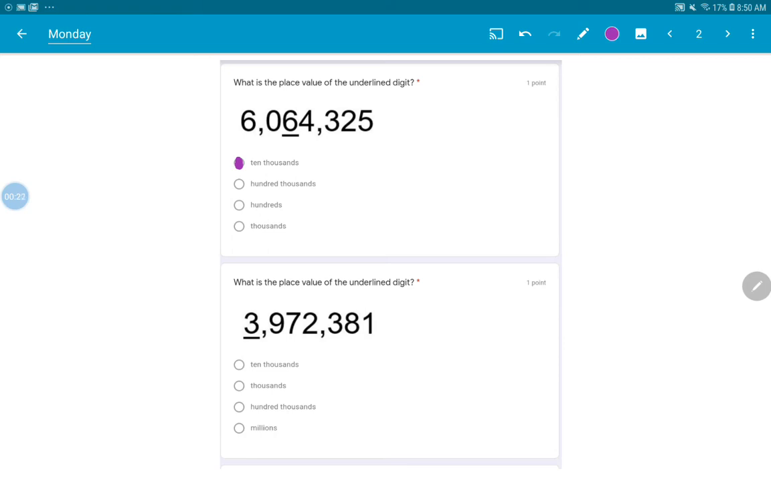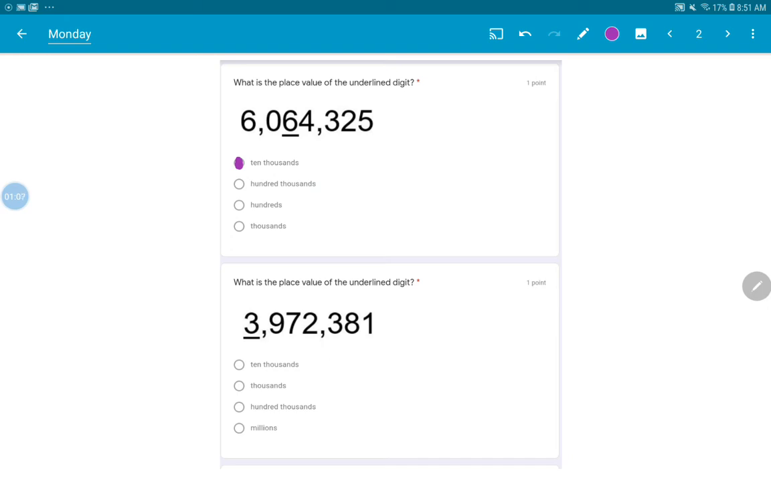You have the digit 6 underlined. It's in the 10,000s place value. So what's the value of that? If you had 6 10,000s. Amy, what is it? 6 10,000s makes how much? If 1 10,000 is a value of 10,000, what does 6 10,000s have a value of? Ansley? 60,000. Very good. All right, the next one.